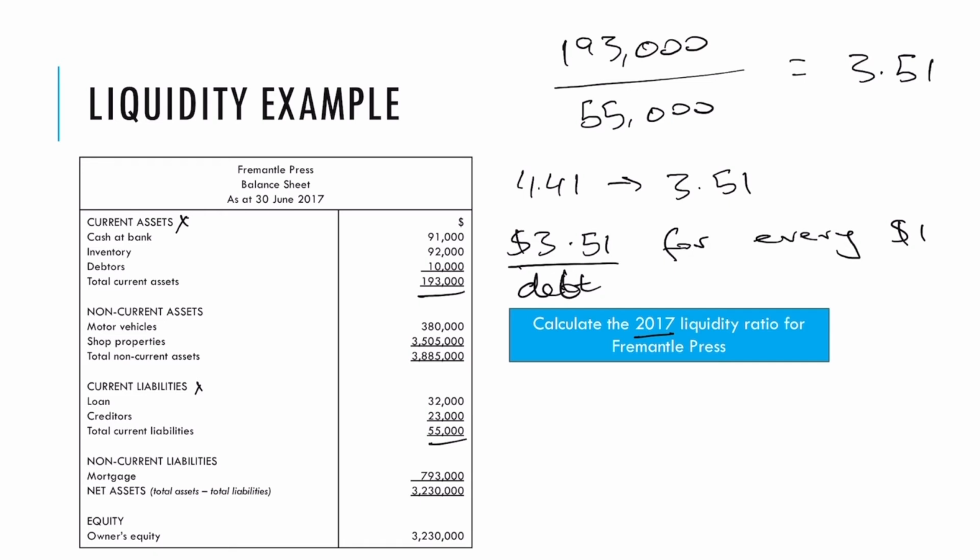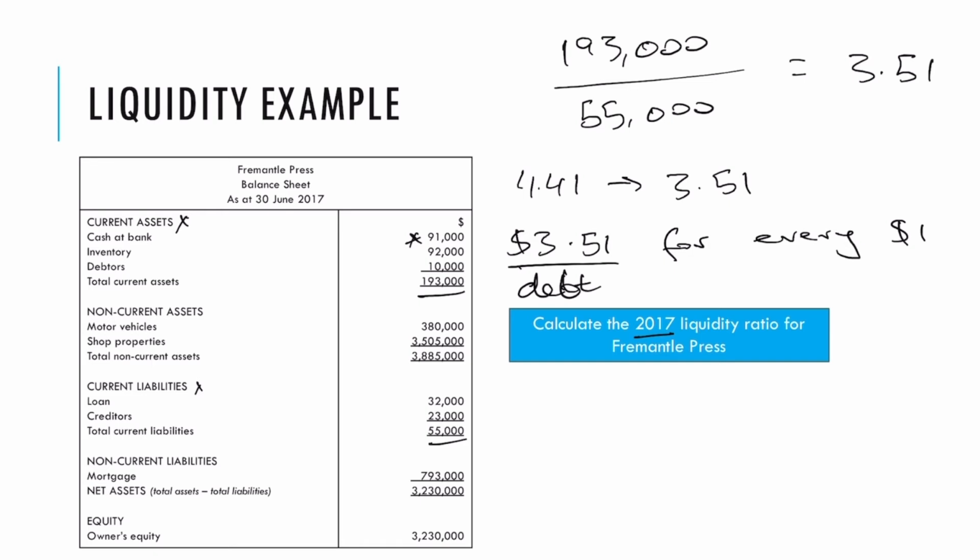And we can see here that the decrease that occurred in the current assets was due to a big decrease in cash at bank, which more than halved from the 2016 figure.